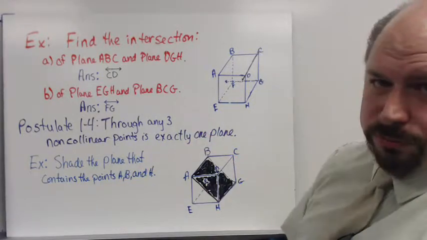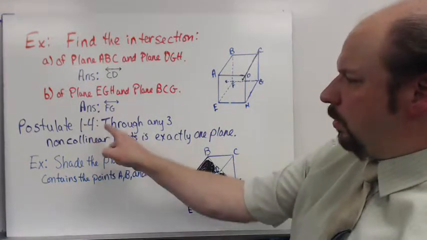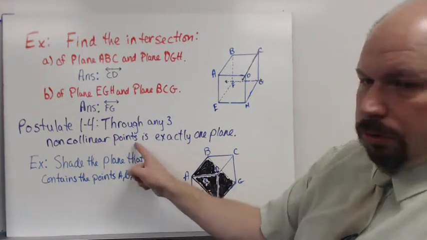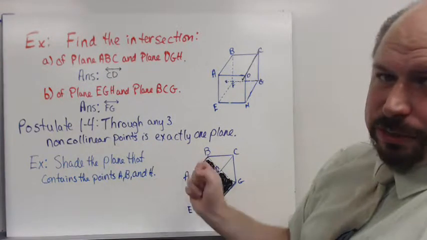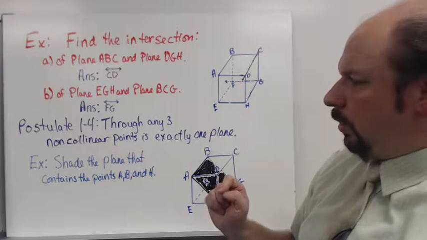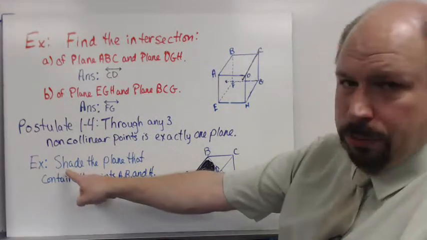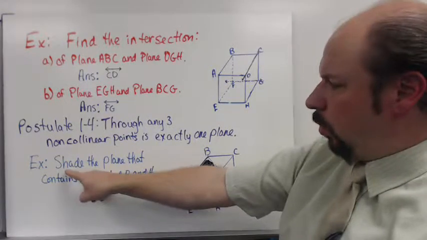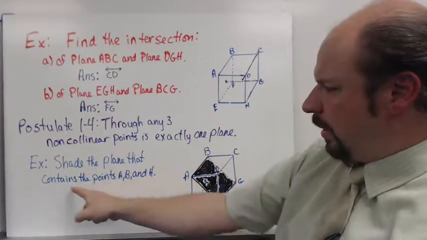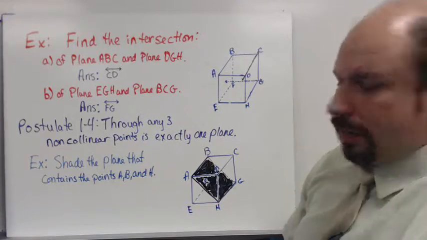Okay, last postulate for today, and we're almost done actually. Postulate 1-4: through any 3 non-collinear points there is exactly 1 plane. So any 3 non-collinear points will form a plane. An example that you might see in your homework says, shade the plane that contains the points A, B, and H.